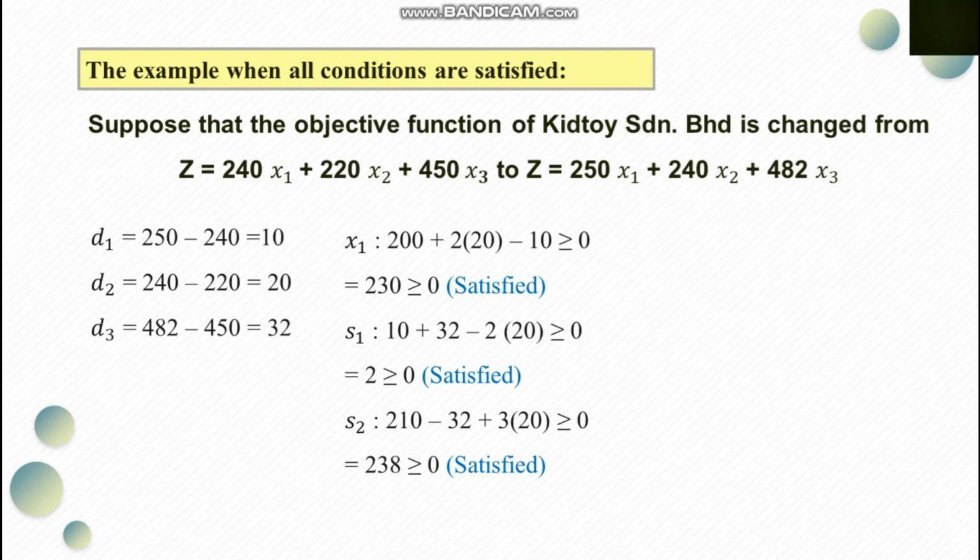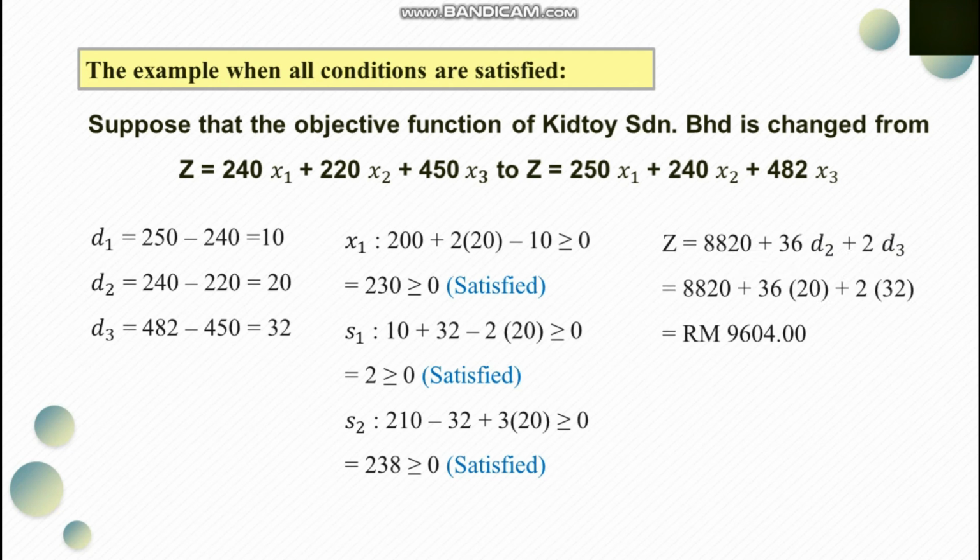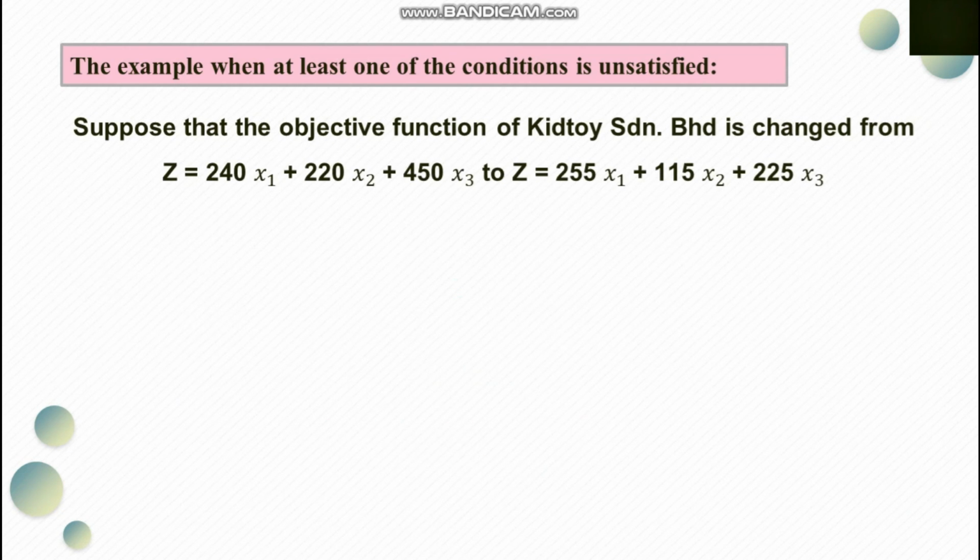Since all the conditions are satisfied, this shows that the change will keep the current solution optimal and we will get a new value of z. So we need to substitute the changed values D2 and D3 into the z value, then we will get 604 ringgit. Next is the example when at least one of the conditions is unsatisfied.